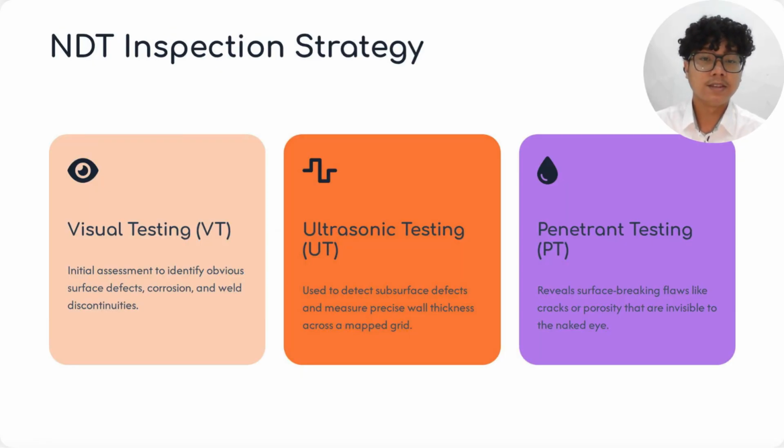There are various NDT methods that are used in the industry, but for this project, we are only using three. Number one being visual test, which is going to be the initial assessment to identify obvious surface defects, corrosion, and weld discontinuities. And secondly, we are going to be using the ultrasonic test, which is going to be used to detect subsurface defects and measure precise wall thickness across the entire mapped grid. And finally, we are going to be using penetrant testing, which would then reveal surface breaking flaws like cracks or porosity that are invisible to the naked eye.